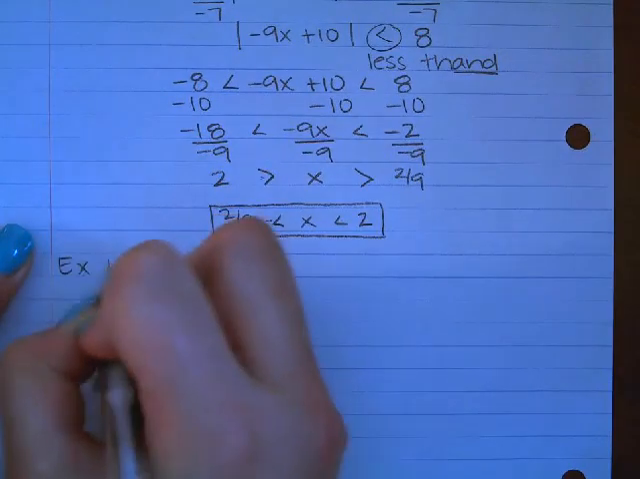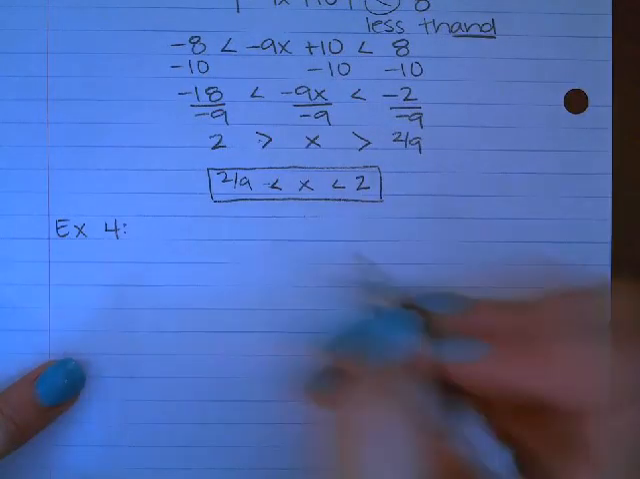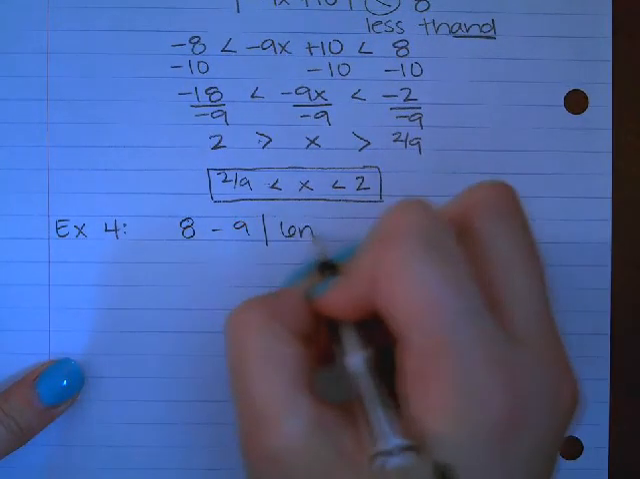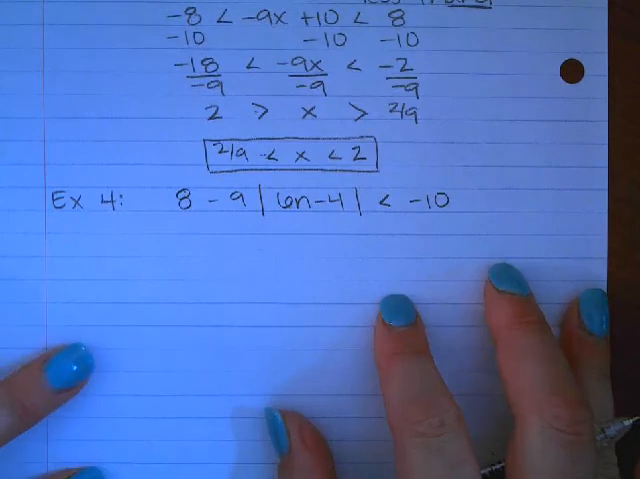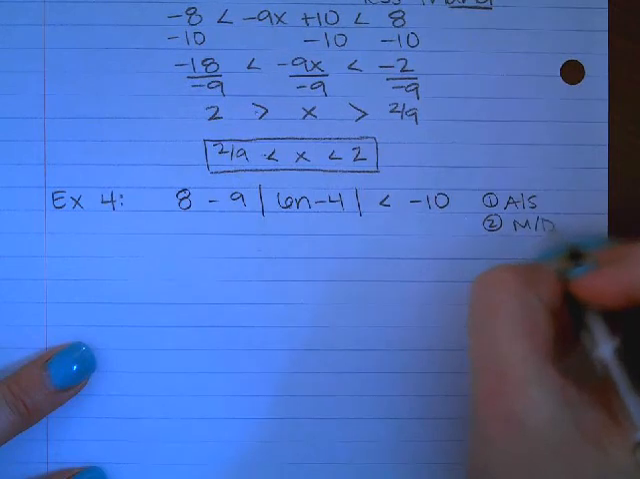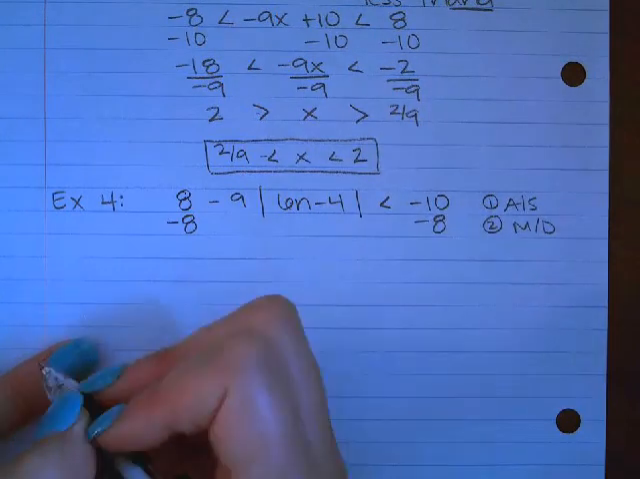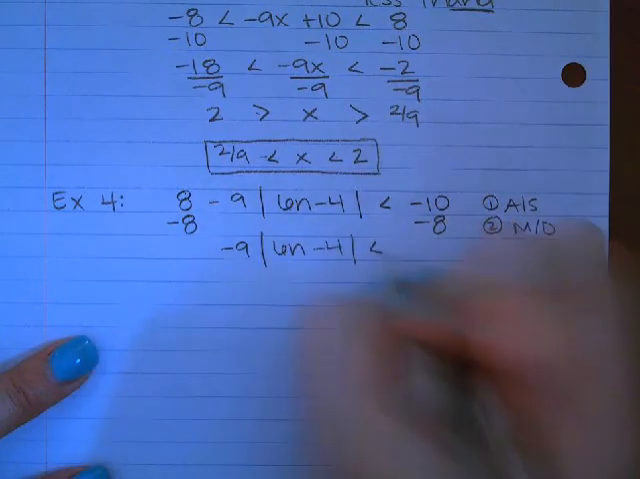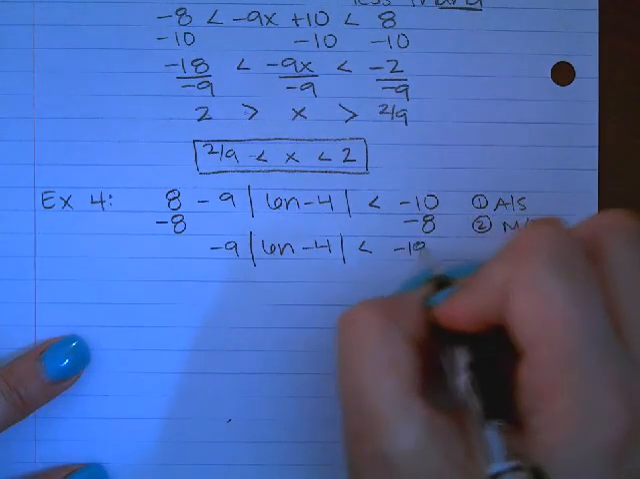All right, example 4. Eight minus 9 times the absolute value of 6n minus 4 is less than negative 10. So again, our first step is going to be to add or subtract to the other side. So we're going to subtract 8. Negative 9 times the absolute value of 6n minus 4 is less than negative 18.